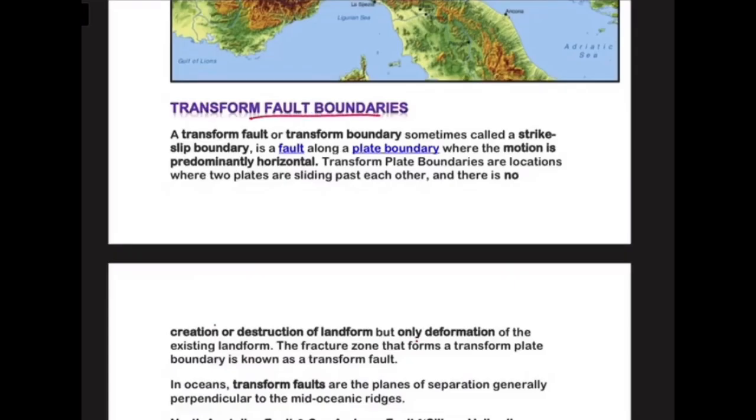Transform fault boundaries. A transform fault or transform boundary, sometimes called a strike-slip boundary, is a fault along a plate boundary where the motion is predominantly horizontal. See, these are the plates, and if their movement is in a shear direction, this is termed a transform plate boundary. Transform plate boundaries are locations where two plates are sliding past each other, and there is no creation or destruction of landform but only deformation of the existing landforms.